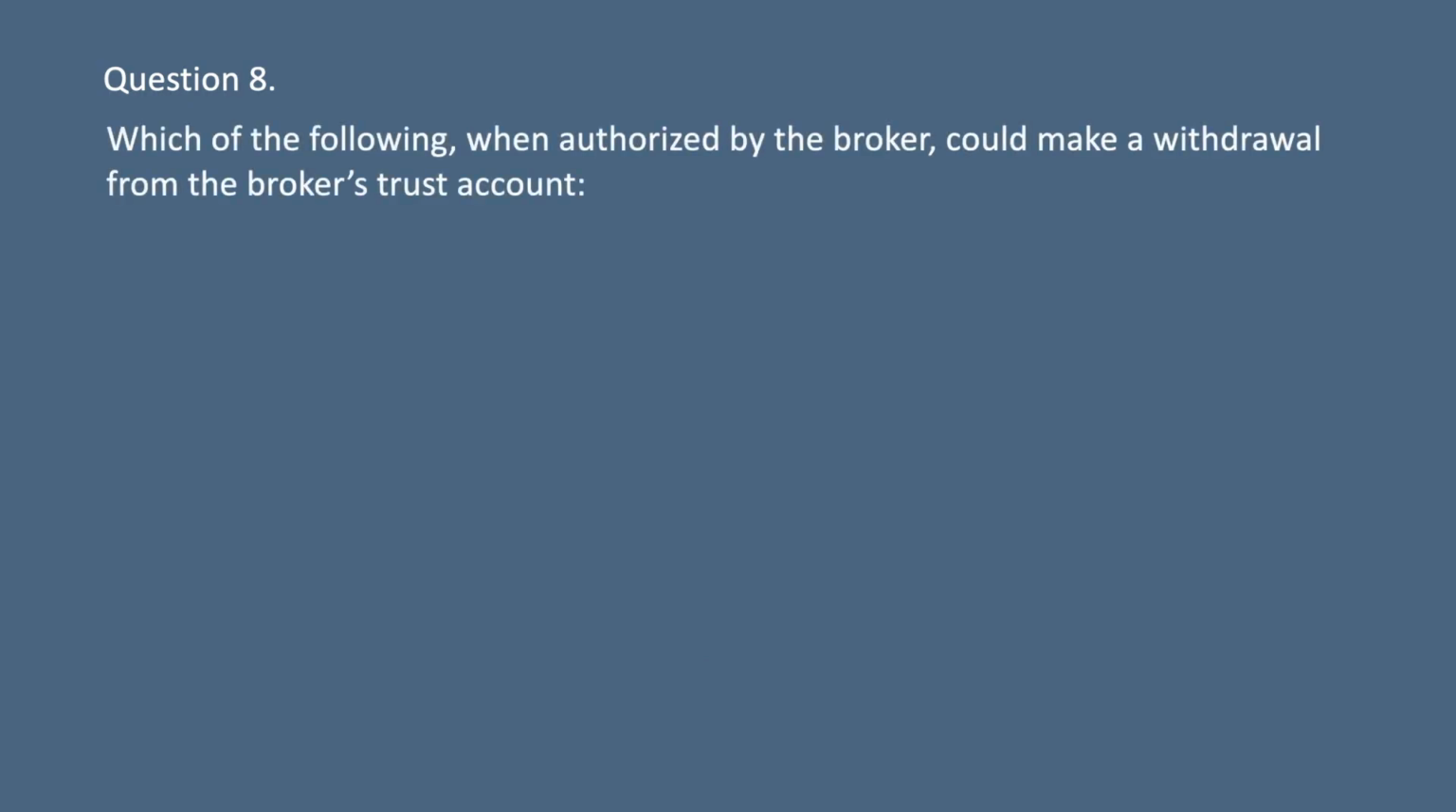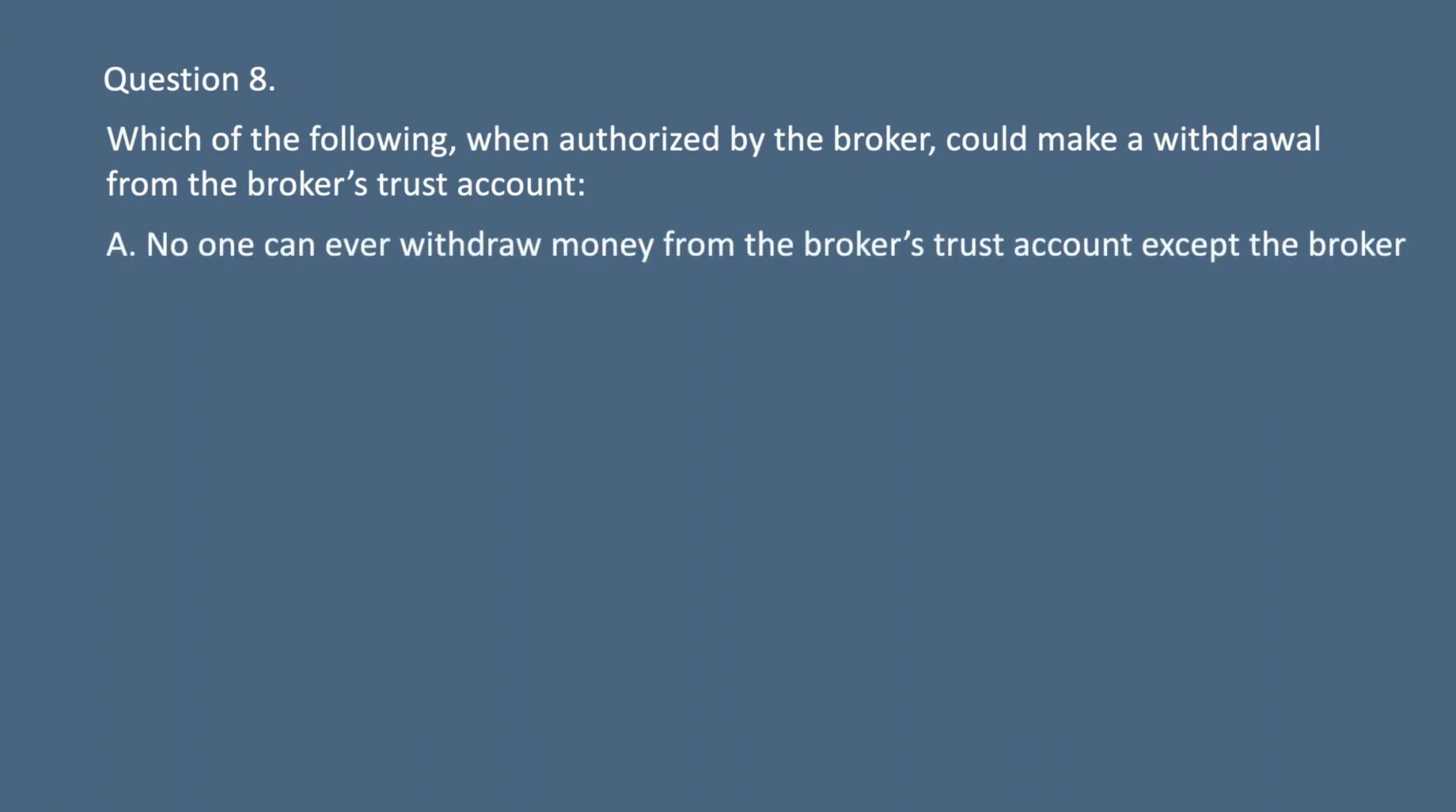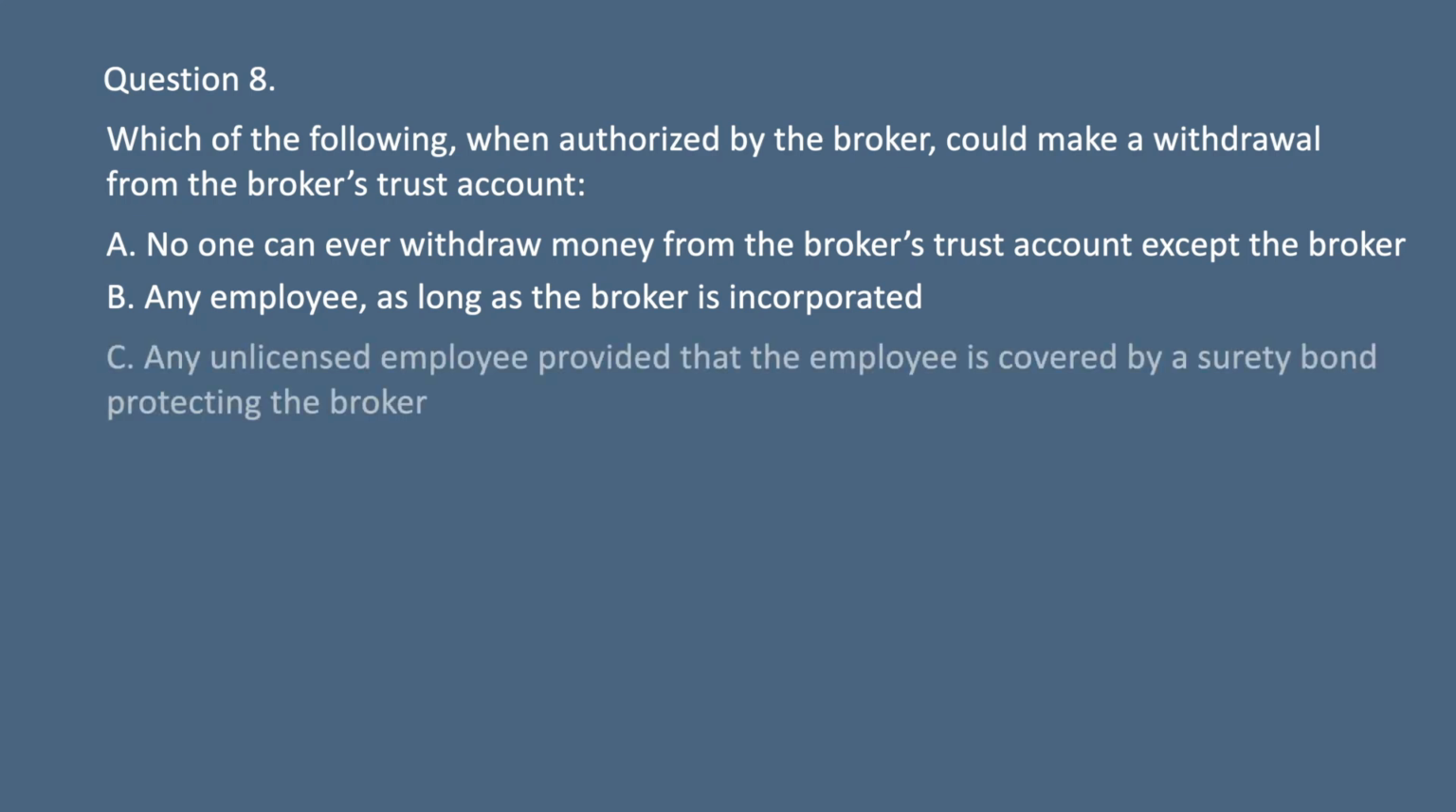Question 8. Which of the following, when authorized by the broker, could make a withdrawal from the broker's trust account? A. No one can ever withdraw money from the broker's trust account except the broker. B. Any employee, as long as the broker is incorporated. C. Any unlicensed employee provided that the employee is covered by a surety bond protecting the broker. D. Any of the broker's licensees.